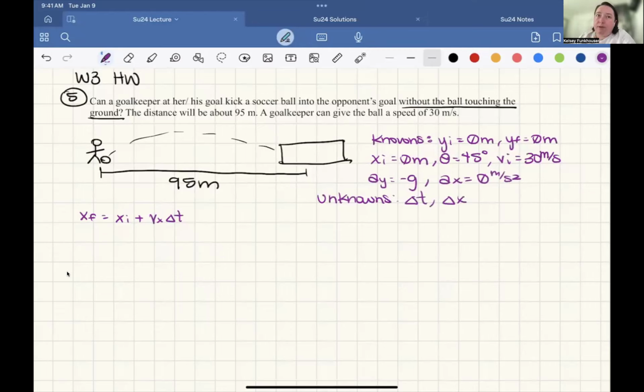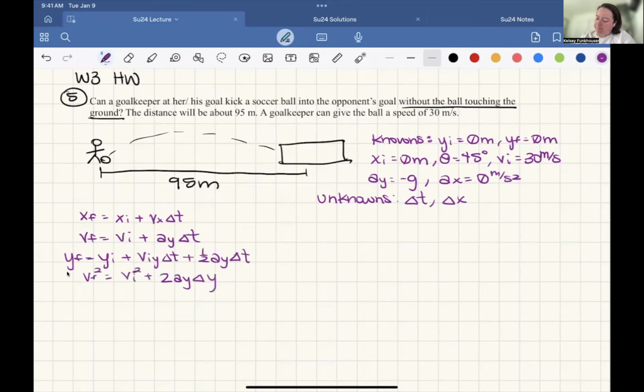So now I'll write these equations in y to see which one will help us find the time. So v final equals v initial plus a y delta t. We don't know v final though, so y final equals y initial plus v initial y delta t plus 1/2 acceleration in y times the time interval squared. And v final squared equals v initial squared plus 2 a y delta y.